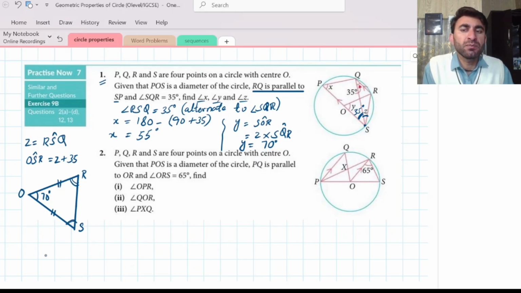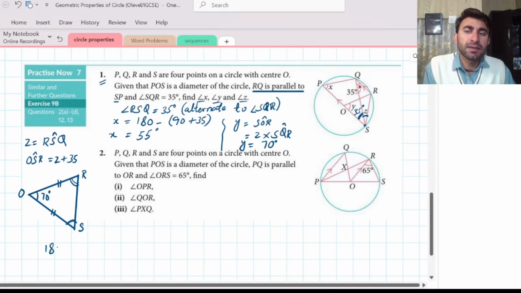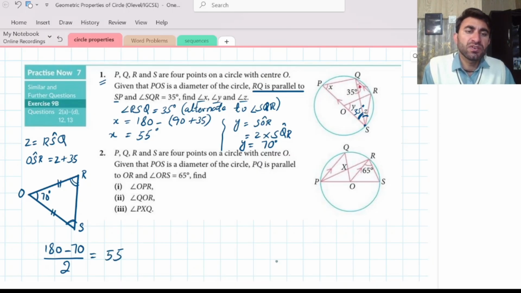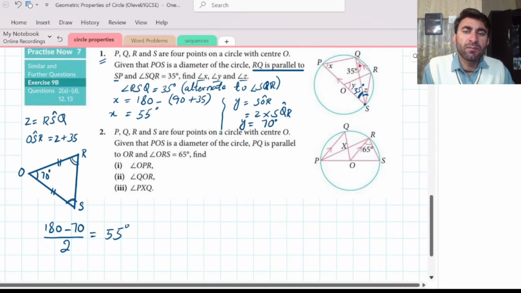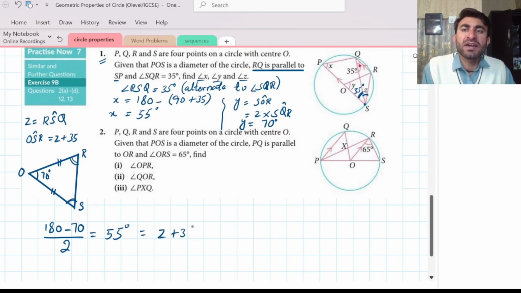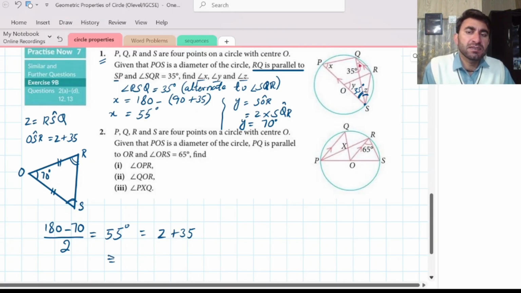And how do we find the base angle of an isosceles triangle? It is 180 minus the vertical angle, which is 70 degrees over here, divided by 2. So it is 110 divided by 2, which is 55 degrees. So 55 degrees shall equal Z plus 35, because angle OSR equals Z plus 35, which means 35 plus 20 is 55, which means Z is equal to 20 degrees.